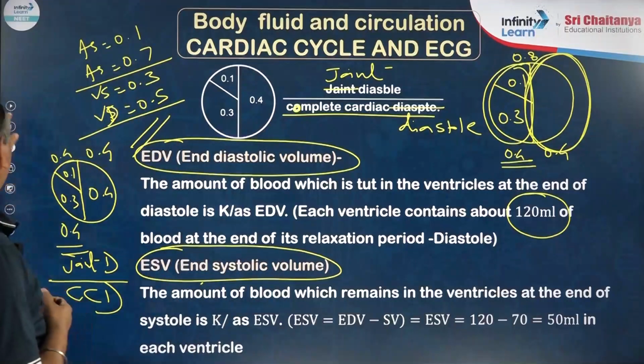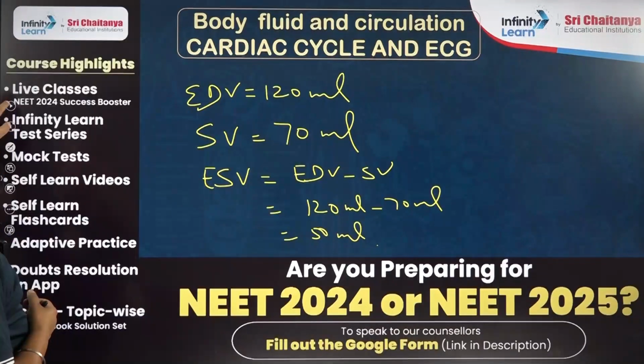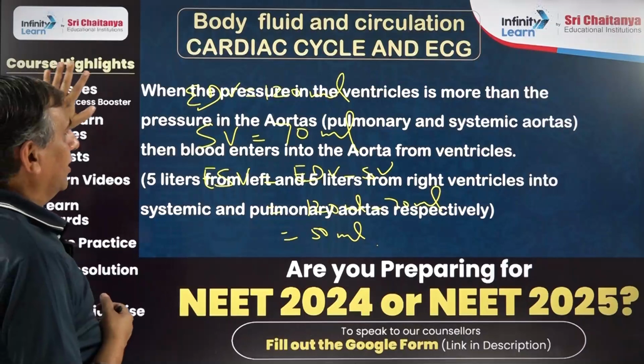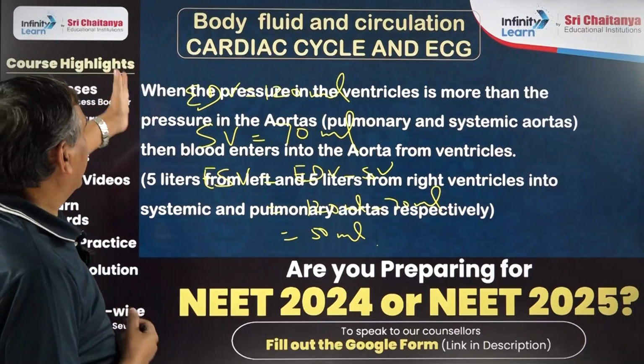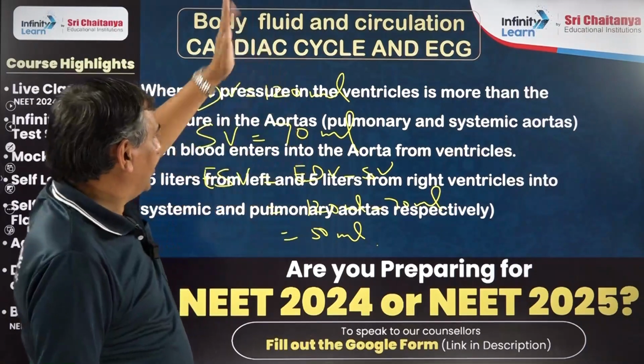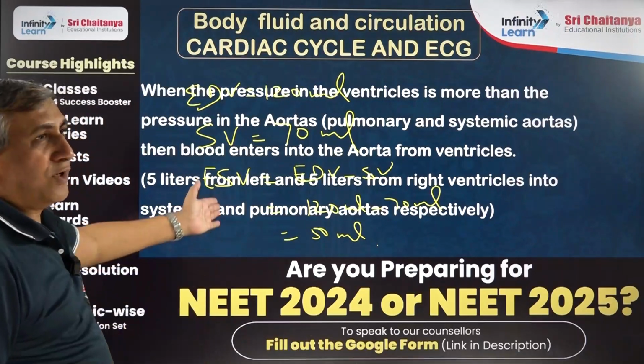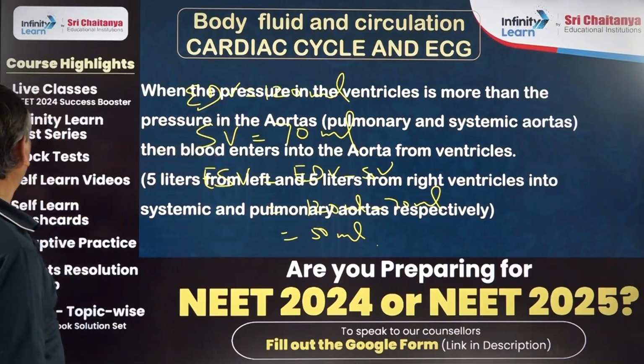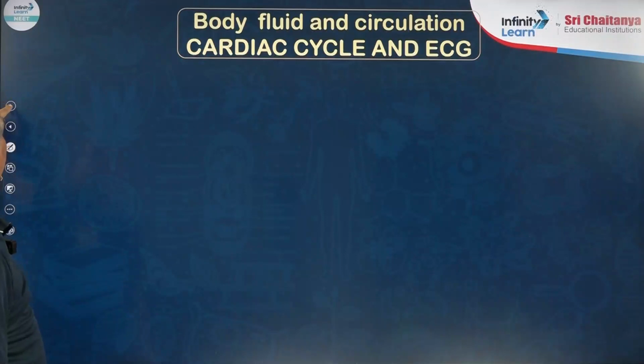I think it may be variable, but these are average values. All values are average in zoology. So this is the one I said: blood is coming out from the systemic aorta, and blood will come out from the pulmonary aorta. This is the one point that you have to remember here.